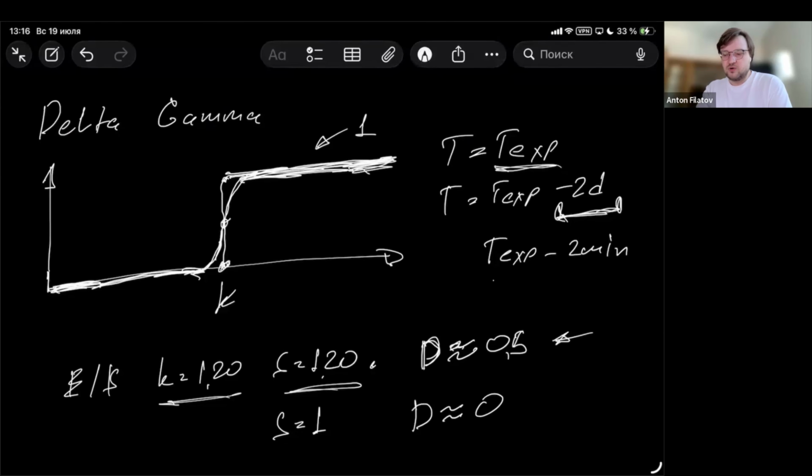And the further we go, if we look at time equals minus 2 days, it will be just like here. So delta will be equal to 1 and 0 further away from the strike.